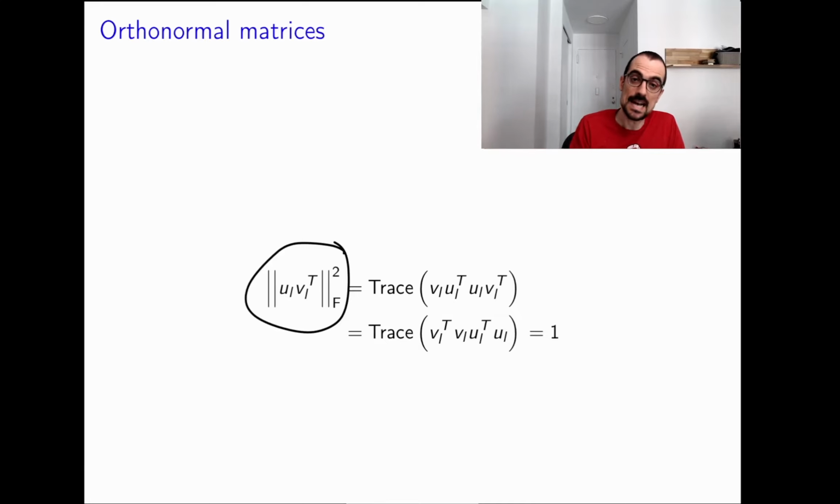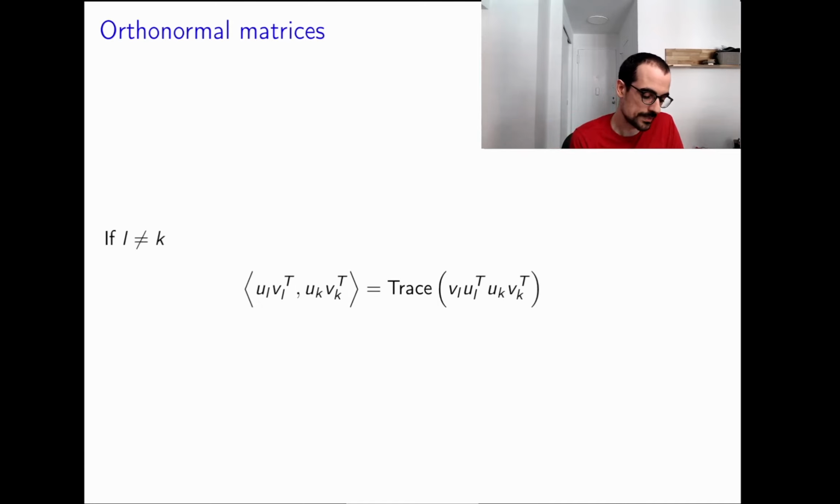Now let's see how these matrices are related. I'm going to take one of them and then a different one, and look at their inner product. That's the trace of one of them transposed times the other. Remember, we're going to do the same trick again, where we move this around.